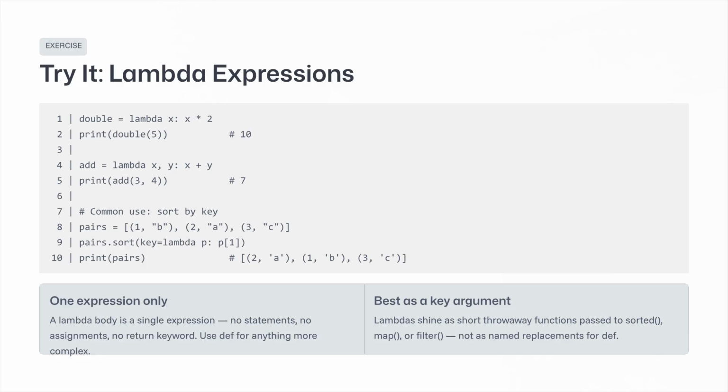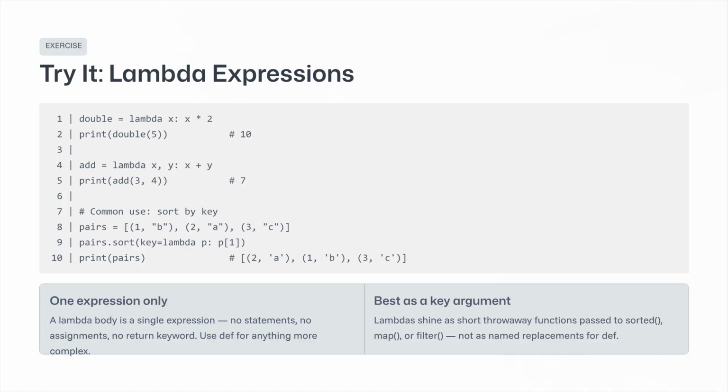Lambdas in practice. Line 1, double equals lambda x colon x times 2. Line 2, double(5) gives 10. Line 4, add equals lambda x, y colon x plus y. Line 5, add(3, 4) gives 7. Line 8, pairs is a list of tuples.